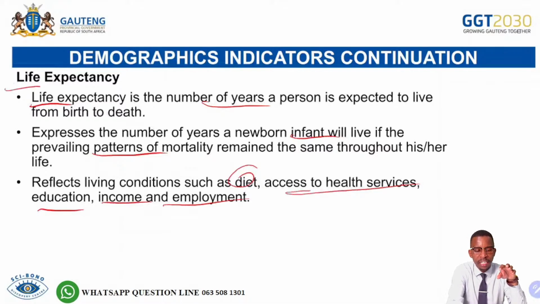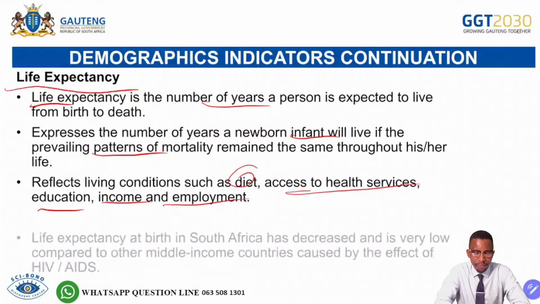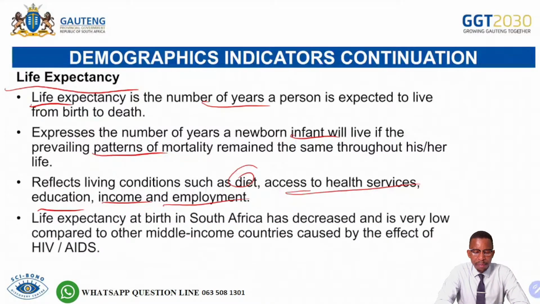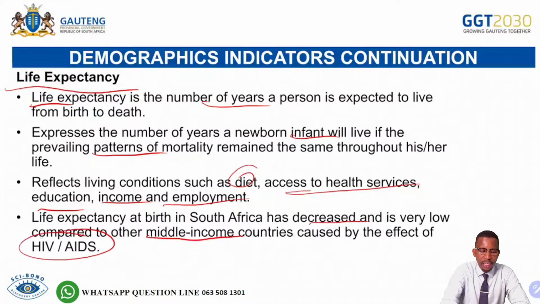The life expectancy reflects all of those things, because a better life expectancy means someone maybe has access to proper healthcare facilities, and has income to maintain him or herself. So the level of income has an impact on life expectancy for people. Life expectancy at birth in South Africa has decreased over the past few years compared to middle income countries, caused by chronic diseases such as HIV and AIDS.